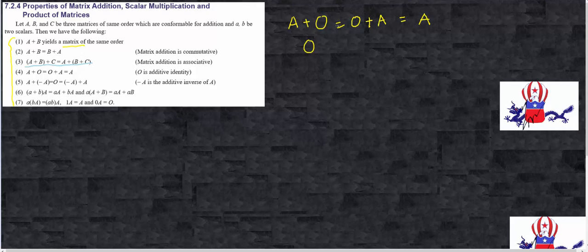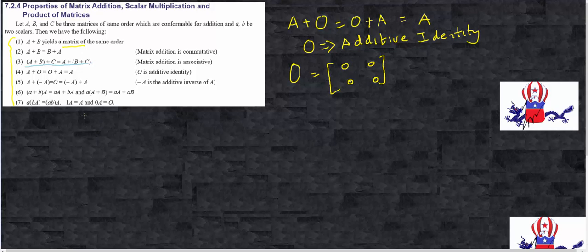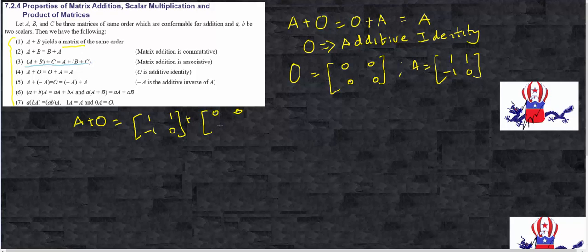This O is actually a null matrix. This matrix is called the additive identity. What would be the form of this matrix O? It would be 0, 0, 0, 0. So now what exactly they are telling us is, if we were to add A with the matrix O, then we would be adding 1, 1, negative 1, and 0 with the null matrix 0, 0, 0, 0.